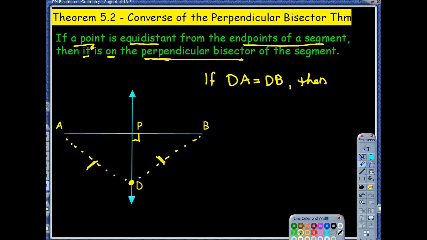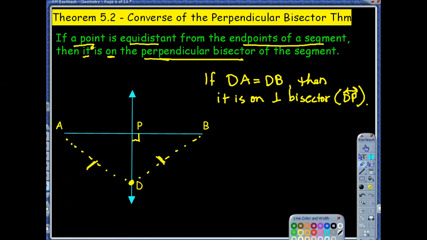Then we know that it's on the perpendicular bisector of the segment. Well, I already see it's perpendicular to the segment, so I know that DP has to be not only perpendicular, but it's the perpendicular bisector. So then D is on the perpendicular bisector, which essentially is DP. And the cool thing about this particular theorem is now we know line DP is the perpendicular bisector, which then means, what else can we say?